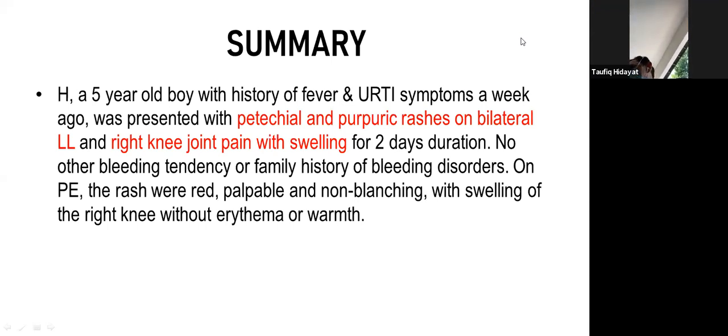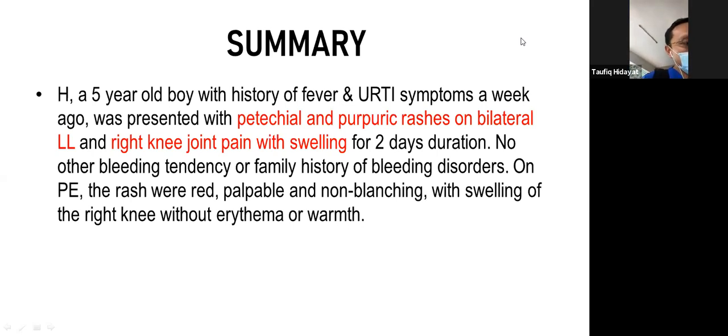To actually confirm, there is a confirmatory investigation: skin biopsy. When the patient has purpura, we can do a skin biopsy to check the IgA deposition on the tissue. But that is only for teaching purposes, not in the clinical setting. Alright. What else?